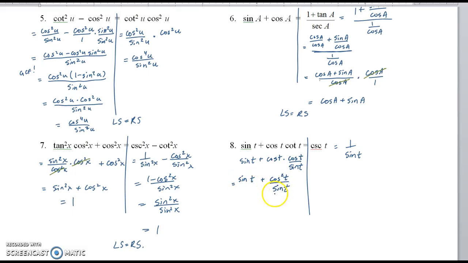Now, I'm going to need a common denominator here, so I'll multiply the first fraction by sine t top and bottom. Multiplying that on the bottom and on the top, that becomes squared. And now we have on the top of the fraction sine squared t plus cos squared t, which is screaming out as one of those trig identities, over sine t. And sine squared t plus cos squared t is equal to 1. And now we have left side equals right side.